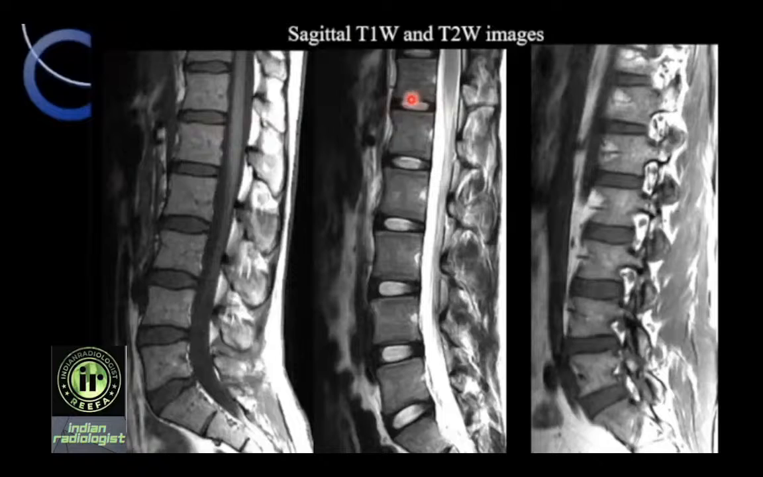Annulus fibrosus contains complete fibrous tissue, so it's dark on T1 and T2 both. In younger children and younger adults, you see a cleft, which is embryological in origin, in the center of the normally bright nucleus pulposus, which is a paste-like material.